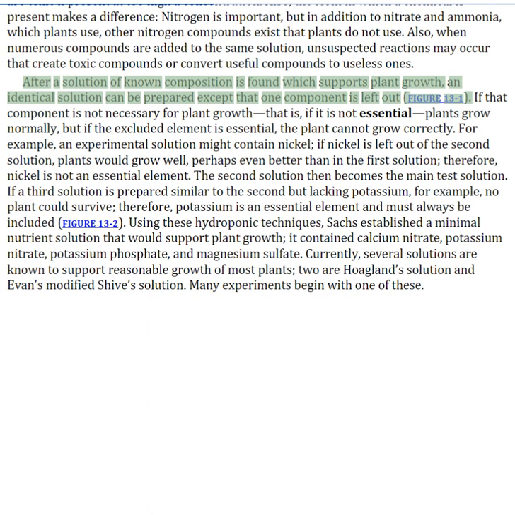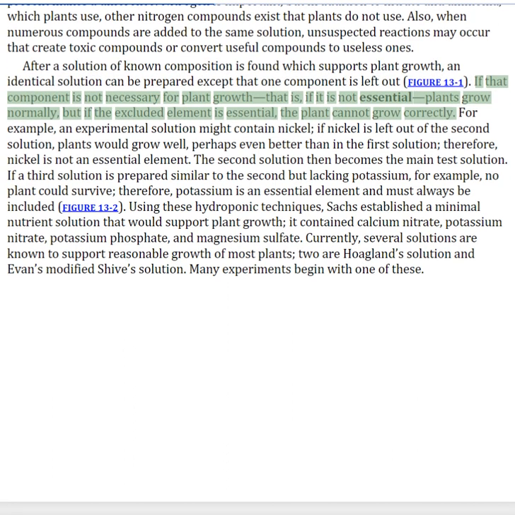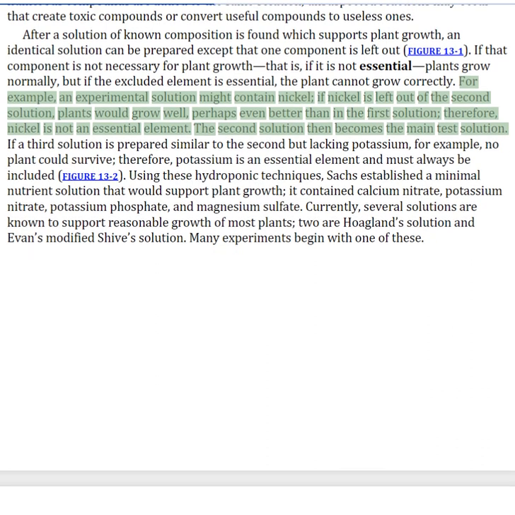After a solution of known composition is found which supports plant growth, an identical solution can be prepared except that one component is left out. If that component is not necessary for plant growth, that is, if it is not essential, plants grow normally, but if the excluded element is essential, the plant cannot grow correctly. For example, an experimental solution might contain nickel. If nickel is left out of the second solution, plants would grow well, perhaps even better than in the first solution. Therefore, nickel is not an essential element.